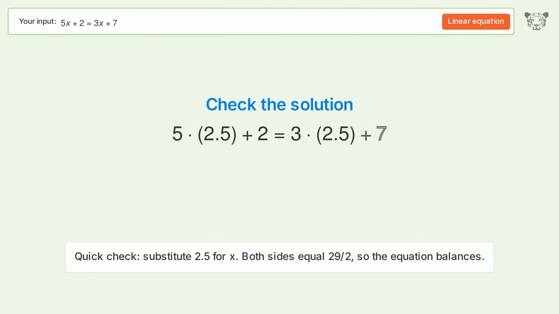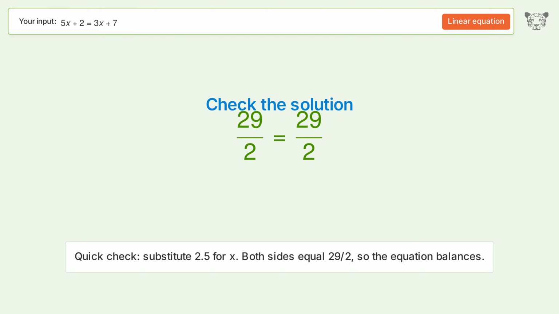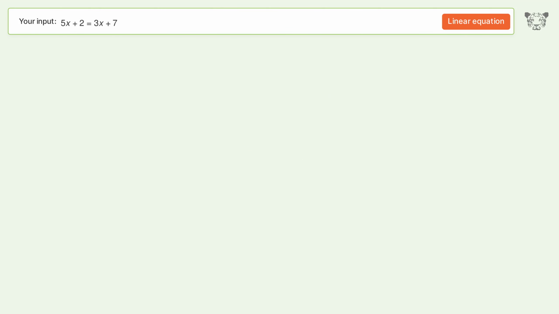Quick check. Substitute 2.5 for x. Both sides equal 29/2, so the equation balances. So, x equals 2.5.